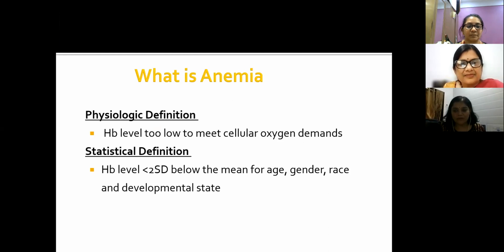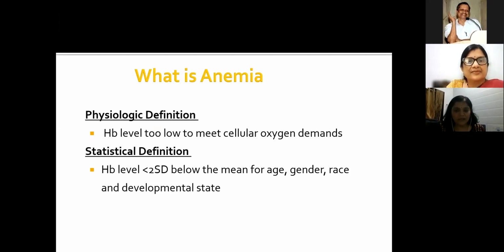So what do we actually call iron anemia? Anemia is not a number by itself. The definition says it is where your hemoglobin level is too low to meet your cellular oxygen demands. And if you're looking at a statistical diagnosis, then we say 2 standard deviations below the mean for age, gender, race, and developmental status of the child. So there will be different cutoffs for different ages, and everyone needs to have their nomograms ready to see the actual cutoff for that particular age and gender as well.